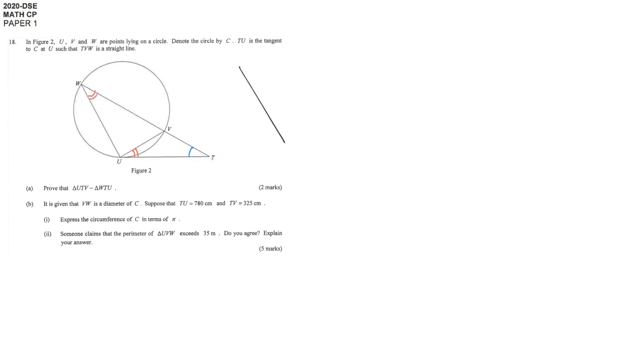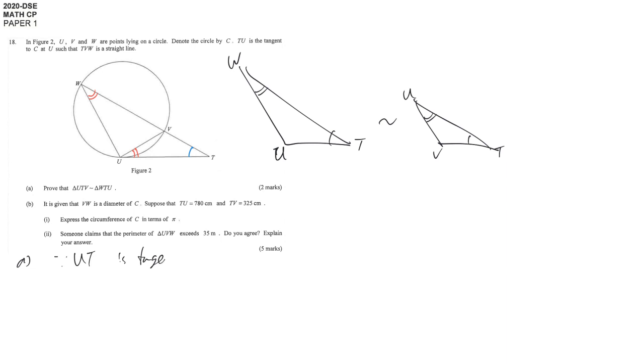Even though it's quite simple, you better draw in the graph to make them in the same direction first. It's also useful in the following part. So our argument is, since UT is tangent of the circle, given, therefore angle TUV is equal to angle UWV.